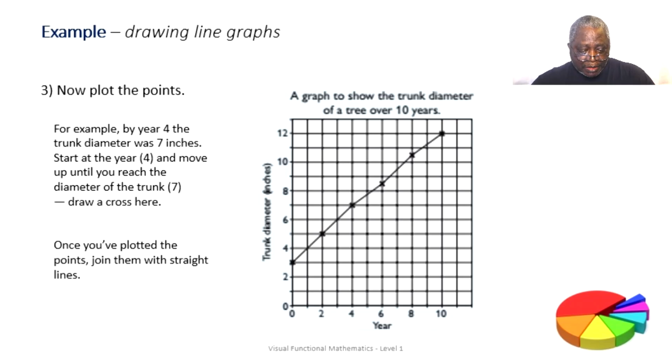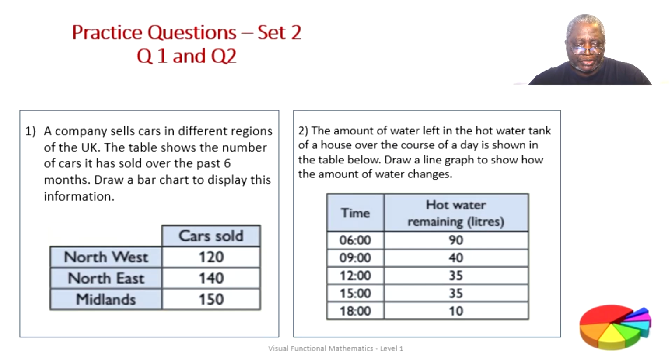Once you've plotted the points, join them with a straight line. When you're plotting the points, make sure you mark them clearly, but not too much, because it can distort the graph you want to plot. The point markers are only there to guide you when you're drawing your graphs, and then you use straight lines to join them up. Practice questions, 2.